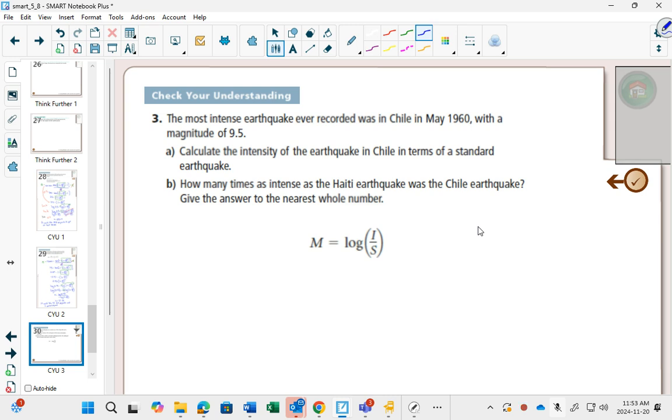Say someone experienced an 8, and someone else experienced a 6. They must have been pretty similar? No, it has gone up 2. It's 100 times more intense than the 6 was.